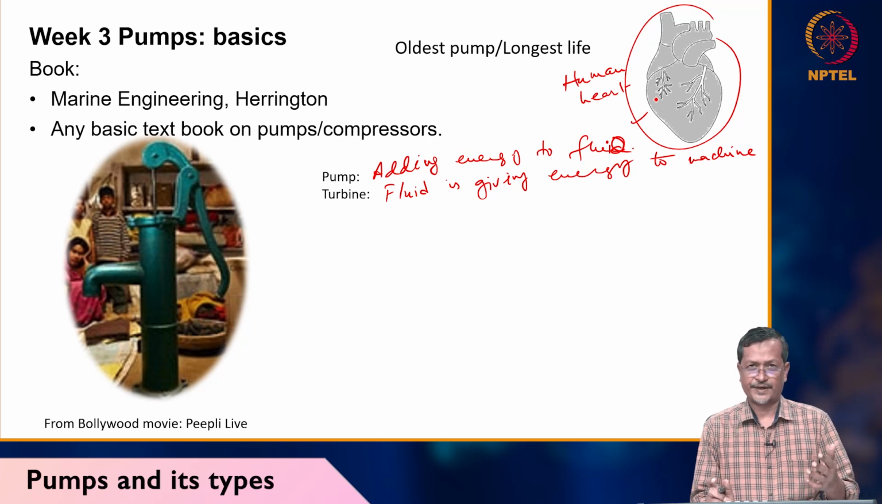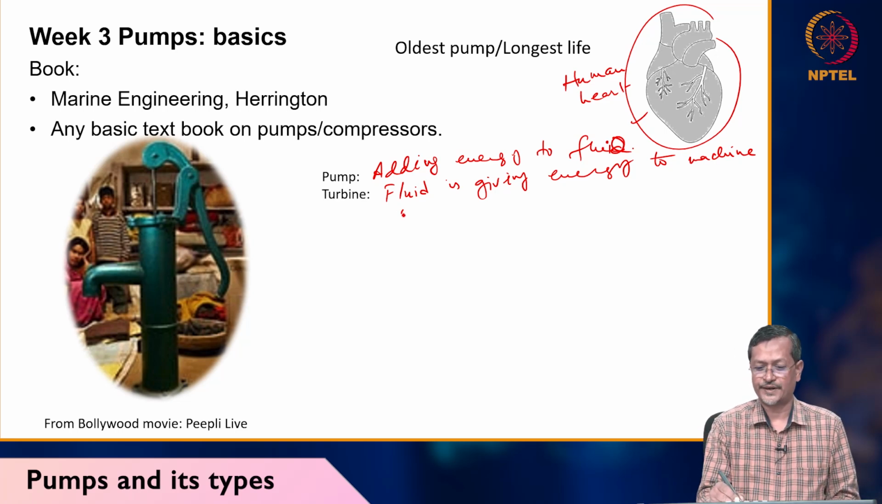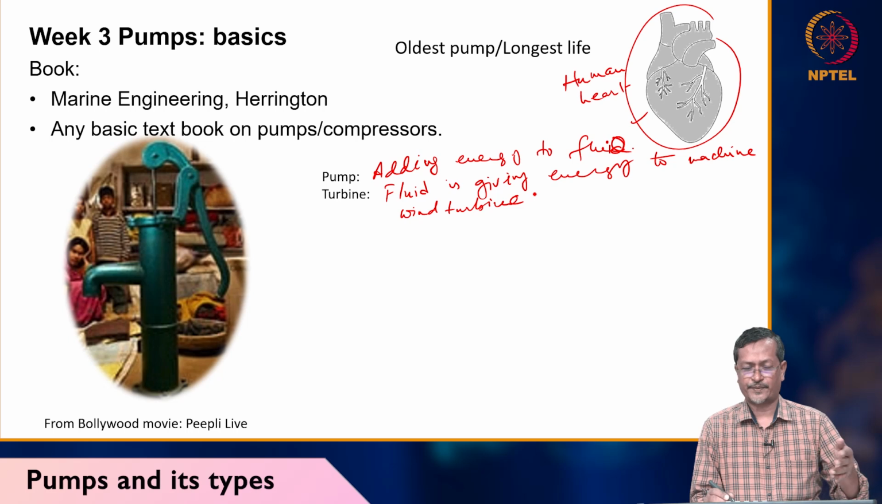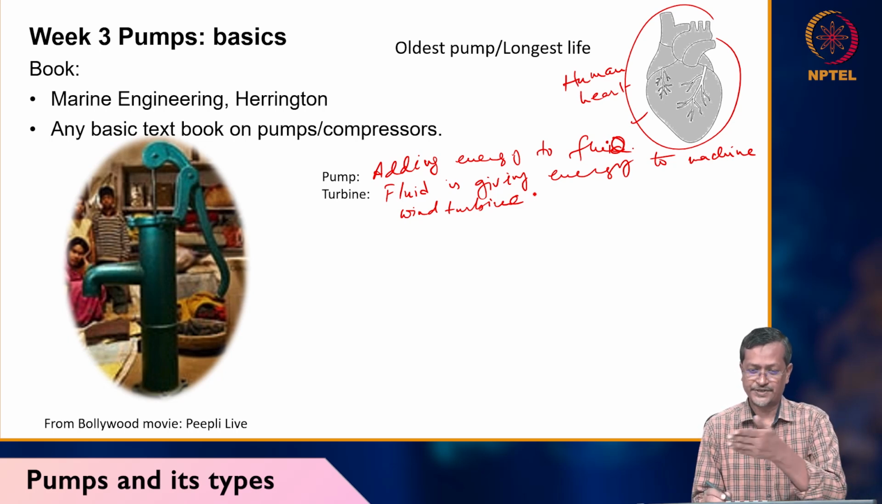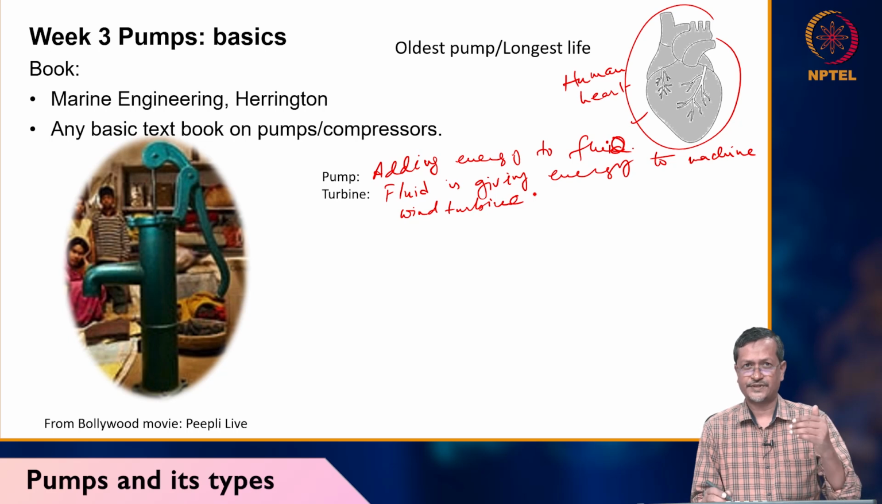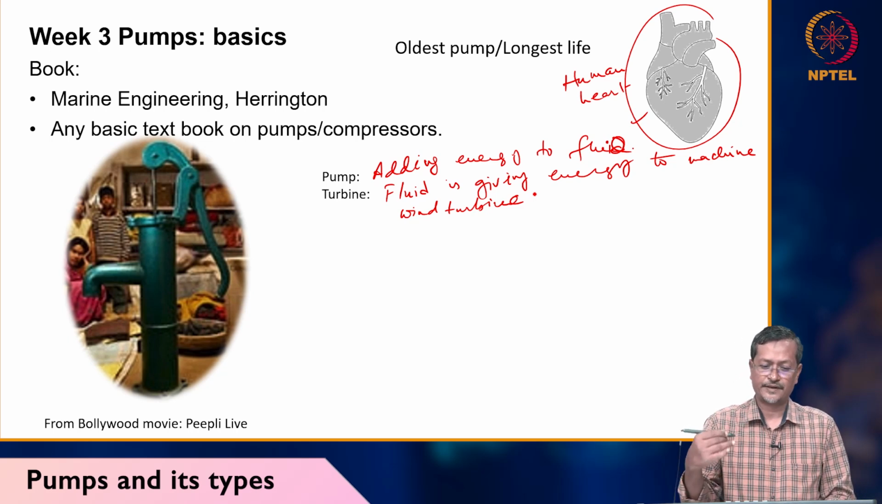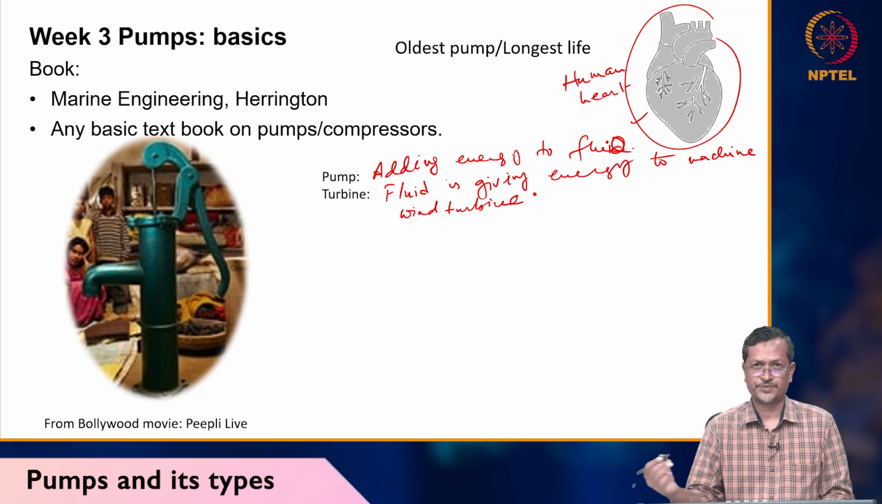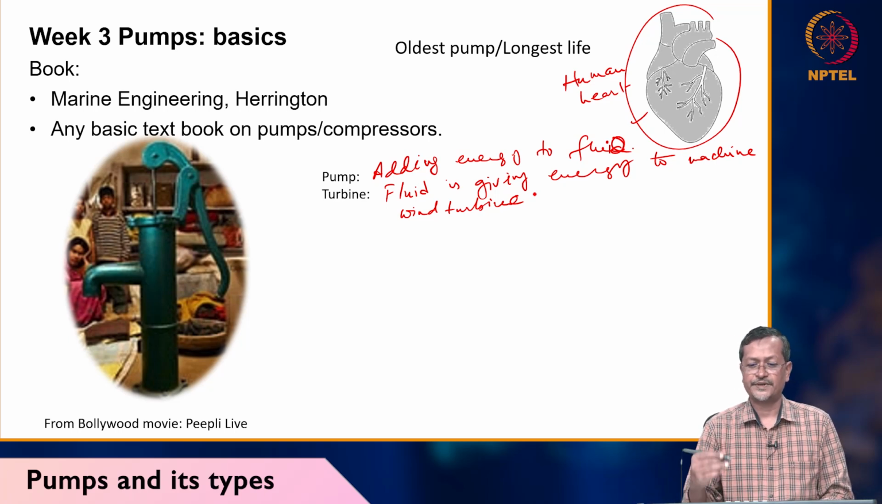And if you see a turbine example, it will be like a wind turbine, or maybe a tidal turbine, or many other types of turbine: gas turbine, steam turbine, or nuclear power systems, which I'll be teaching later. There also they will be using some turbine. So a turbine has application in your shipping machinery or offshore machinery. Similarly, a pump also has application in your shipping machinery.